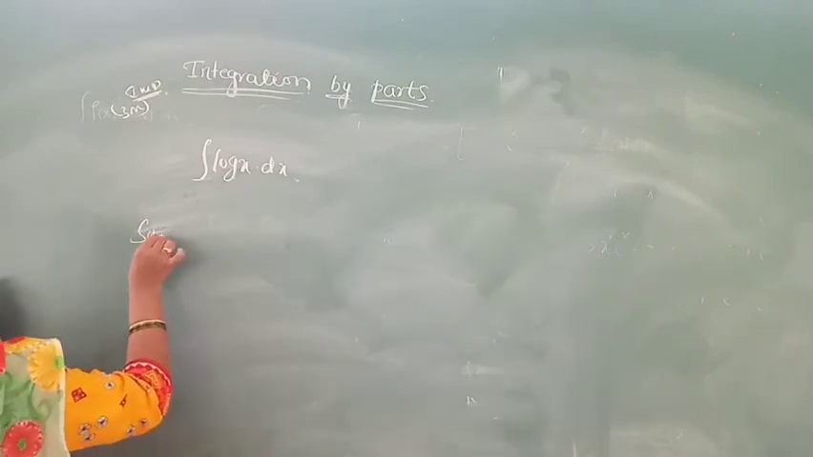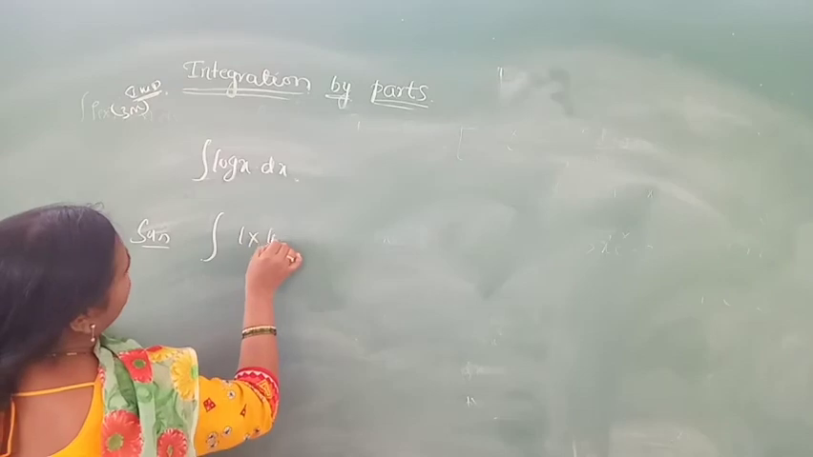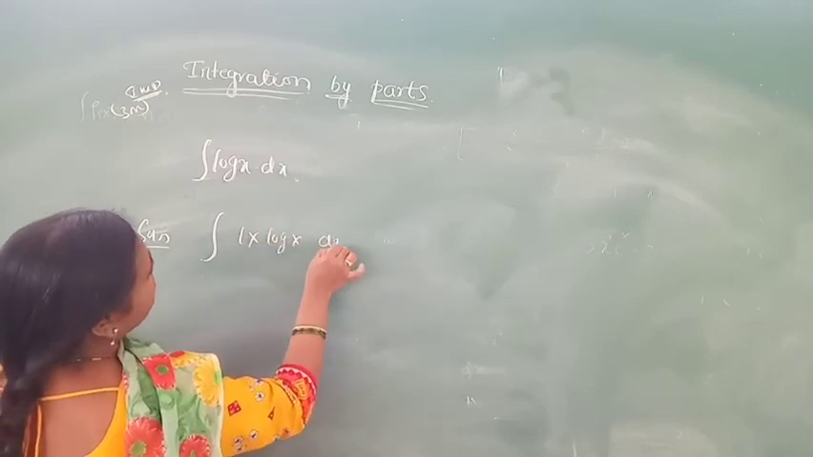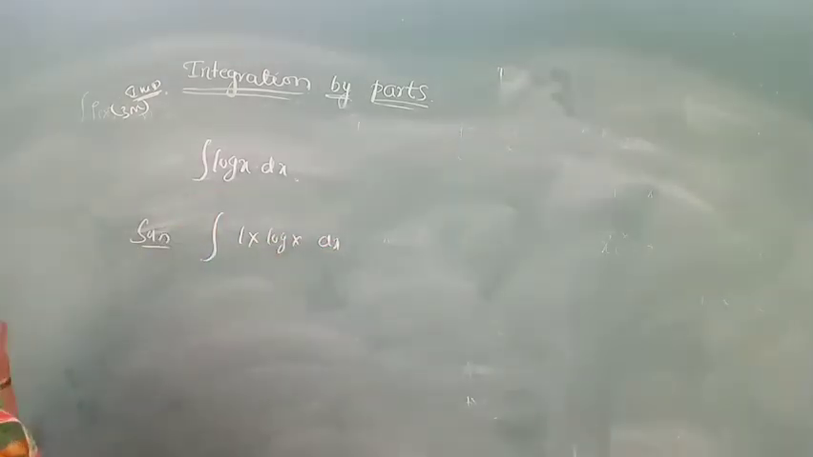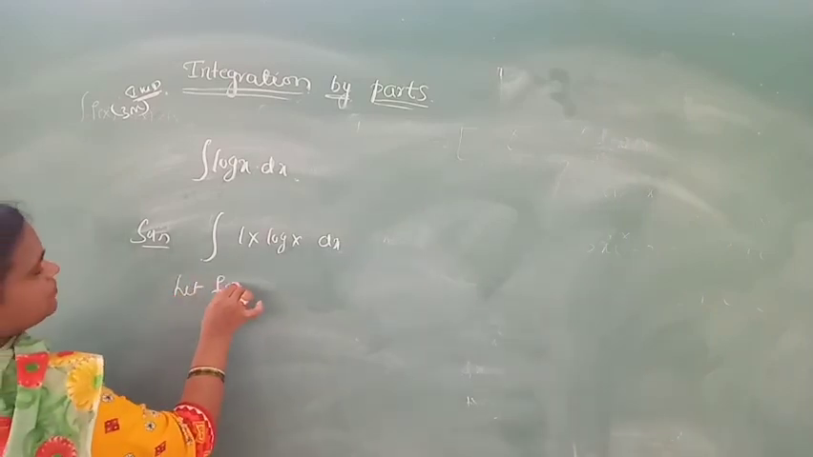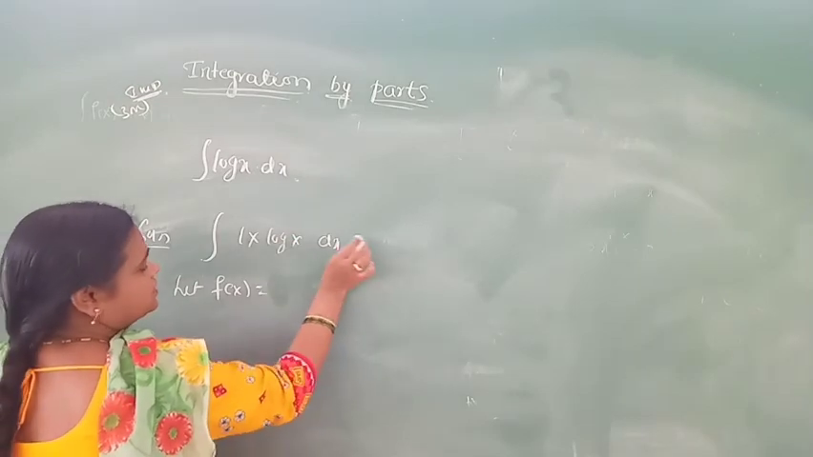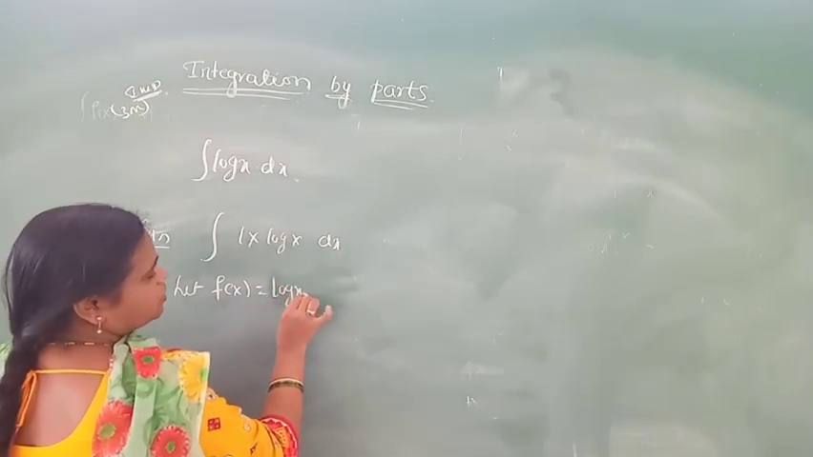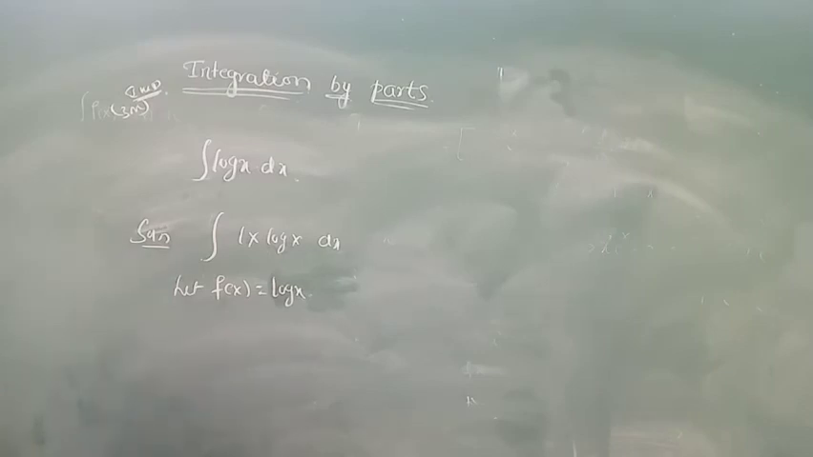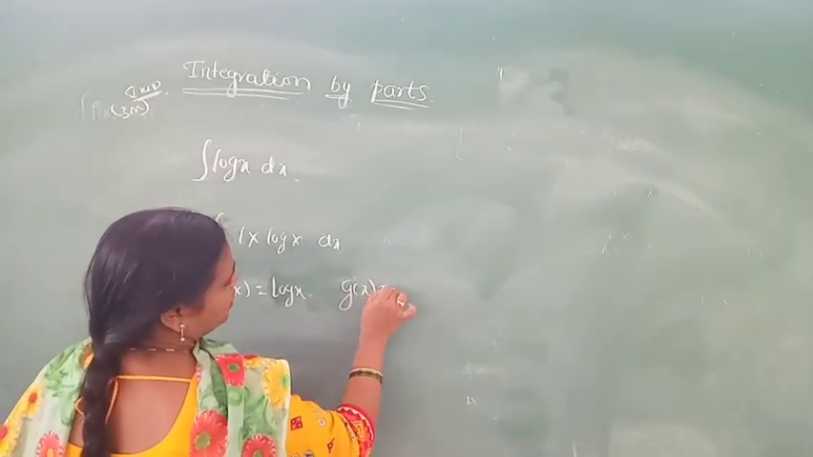Solution. Integration of log x can be written as 1 into log x. 1 into log x is just log x. What is the consideration? Sorry, f of x is log x. Because we don't have the integration of log x, we can't take log x as g of x. So g of x is 1.